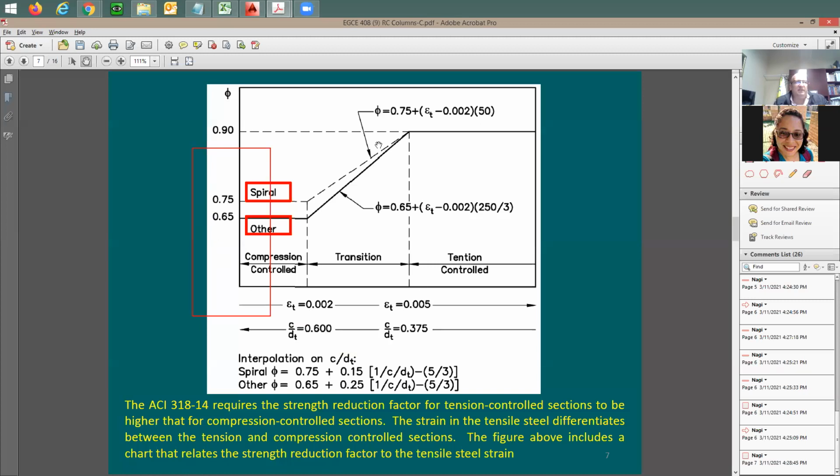Now I guess we understand the reason for this dashed line. Why do we have it in the code? We have this in the code to address columns or structural members with spirals. Okay, two simple values. When I have a column, it's going to be either 0.65 or 0.75. Simple enough.